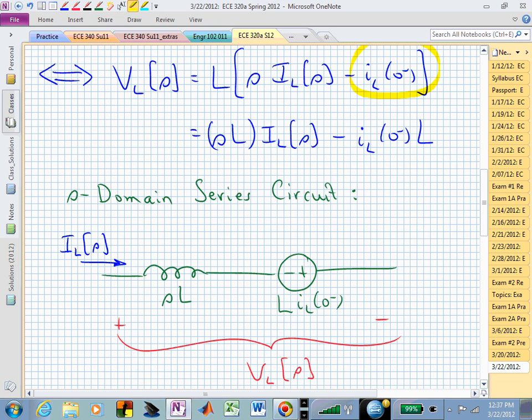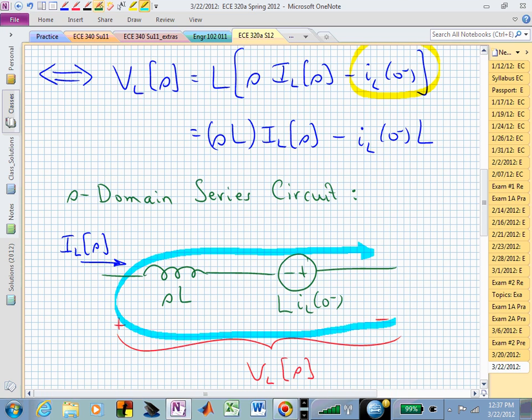And you can simply do a KVL if you wanted to. You could say, oh, if I start right here and I go this way, to perform a KVL, I have minus V sub L, capital V sub L of S, plus SL times I sub L, minus L I sub L of 0 minus, and I can now rewrite that as V sub L is equal to SL I minus I sub L of 0. Is that okay?